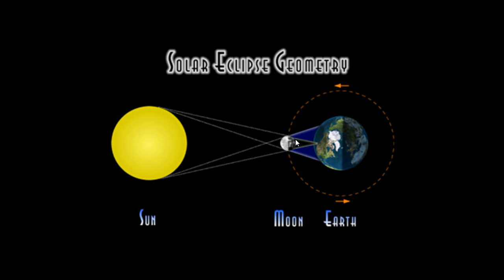So if the moon's shadow happens to fall on the Earth's surface, we see some portion of the sun's disk covered or eclipsed by the moon. Now, a lot of it depends on where you're standing on the surface of the Earth.